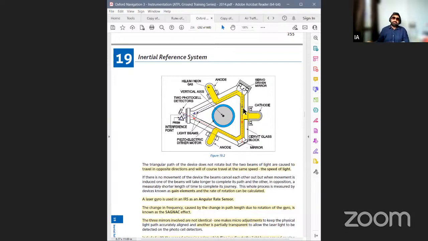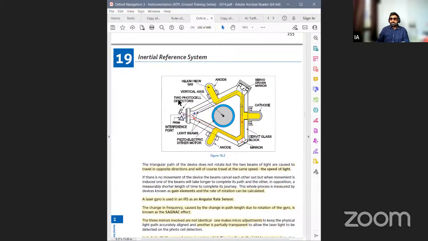And what happens is, whenever the platform is stable, whenever the movement of the aircraft is stable, the time taken for the light waves will be the same and there will be no difference. Anytime when a movement is observed, the difference will exist between the light rays going in one direction and another direction, and the difference will be studied at the point of interference here.